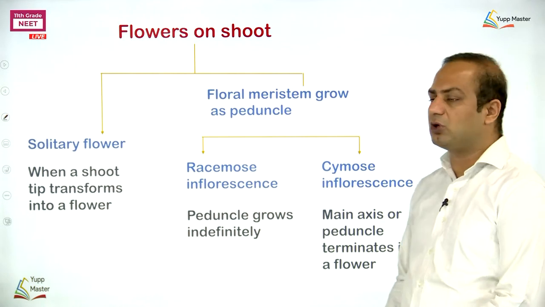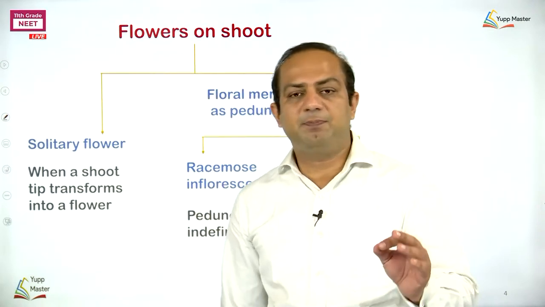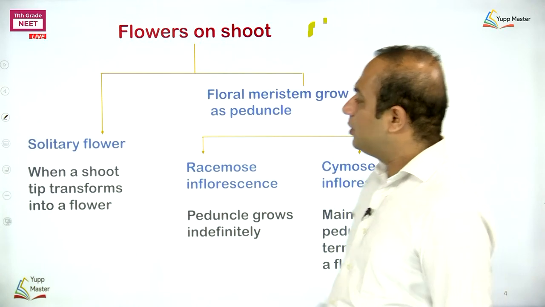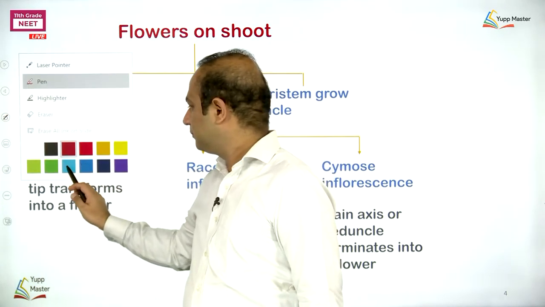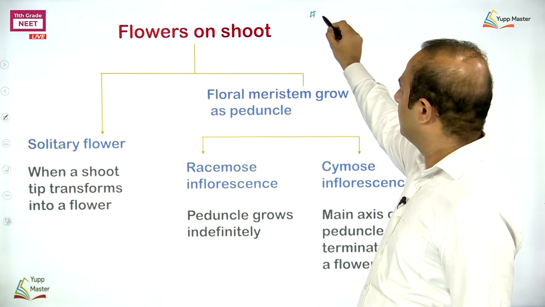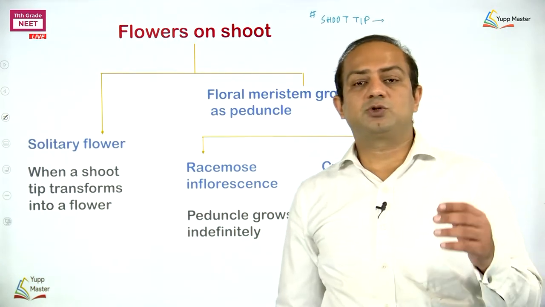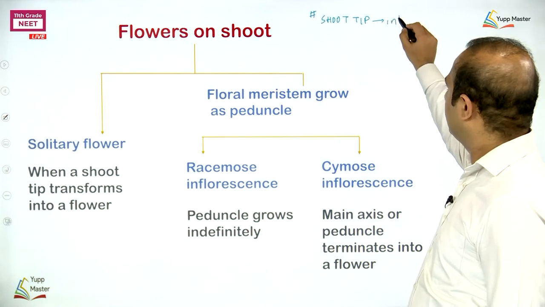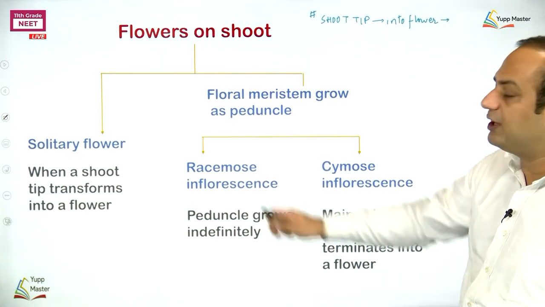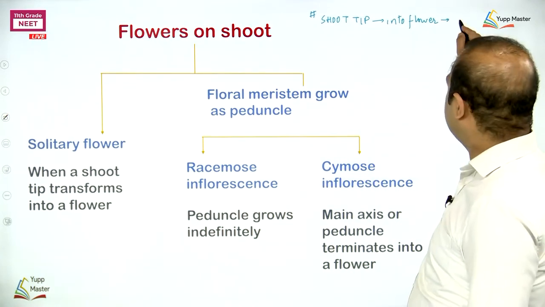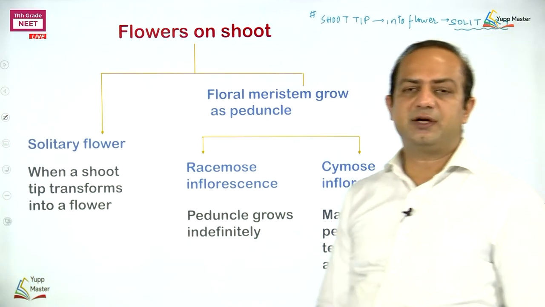The first case is about the solitary flower. Now, what does it mean? They are saying that if the shoot tip transforms into flower, I repeat, if shoot tip transforms into flower, in that case, what will be the condition? It will be considered as which type of flower? Solitary, means single flower. That will be considered as solitary flower.